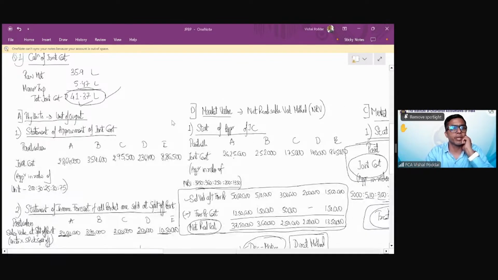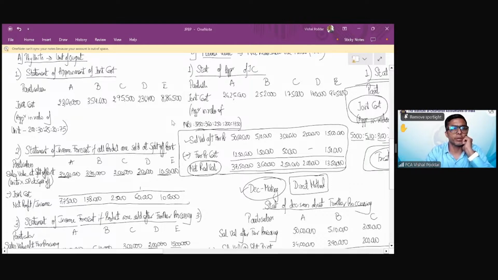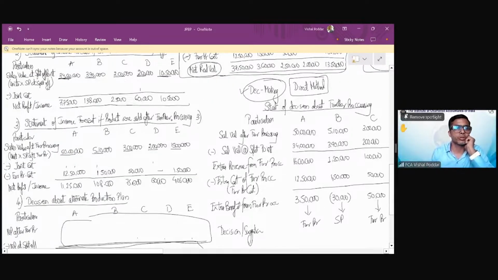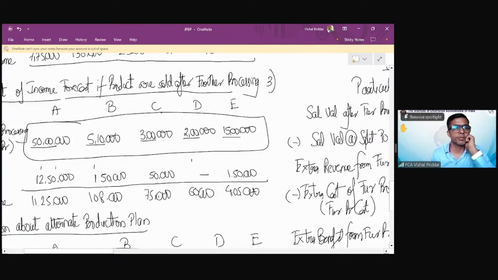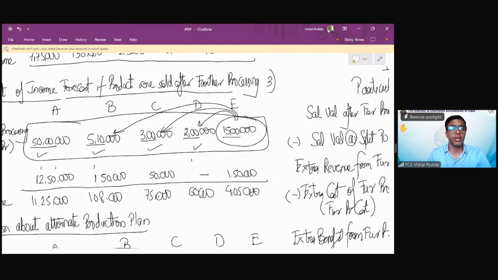The answer is simple. See, you have sale values here. These are my sale values of my products. Now compare these sale values. A is 50, B is 5 lakhs, C is 3 lakhs, D is 2 lakhs, and your scrap is 15 lakhs. So when you compare this with other joint products, which are your main products, you will find that the sale value of E, in fact, in this case is higher. Let us say, had it not been so much higher, for example, had it been 180, not 15 lakhs, what will be your treatment?